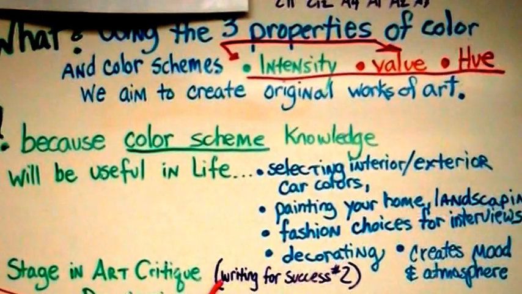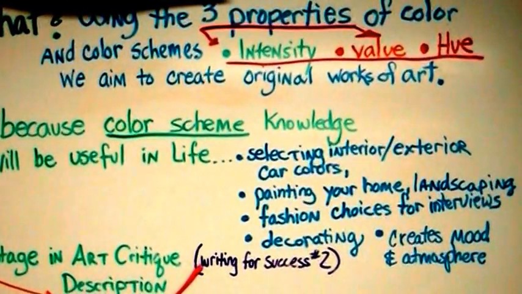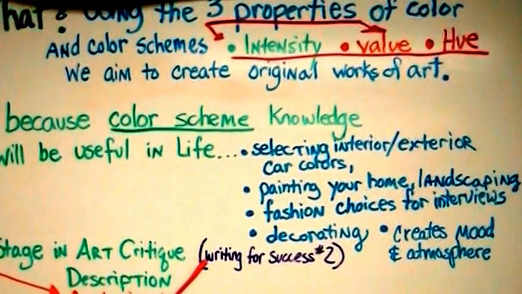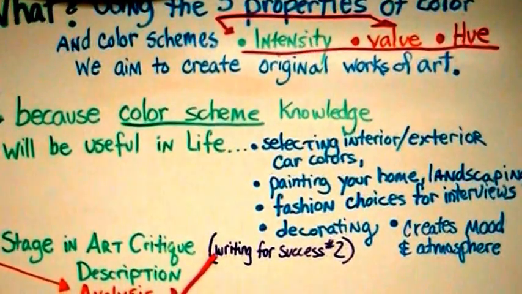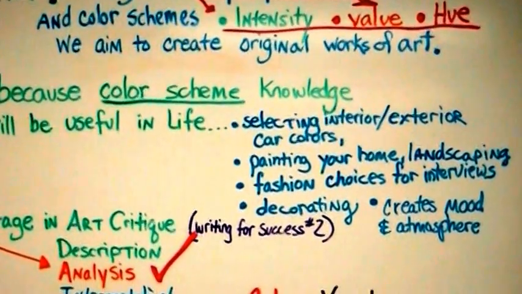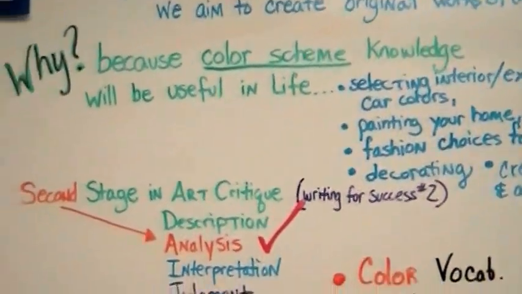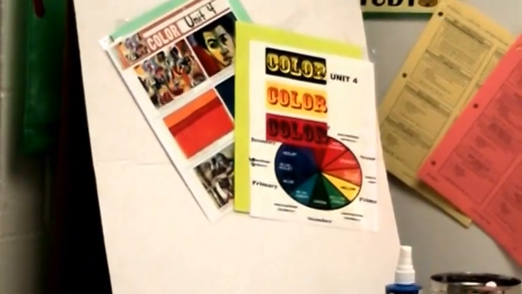We're continuing our color unit, discussing the three properties of color, which are intensity, value, and hue. We're doing this because we aim to create original works of art and because color scheme knowledge is useful in life, and we discussed a variety of ways in which we'll be using color. So again, we are continuing our unit on color.